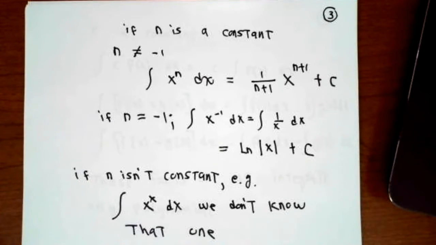You can do this with any constant power of x except for the power of negative 1. We had to go off and do the logarithm trick for that. An antiderivative for the 1 over x function is the natural log absolute value function. If the power, the exponent, isn't a constant, we don't know how to do that yet.